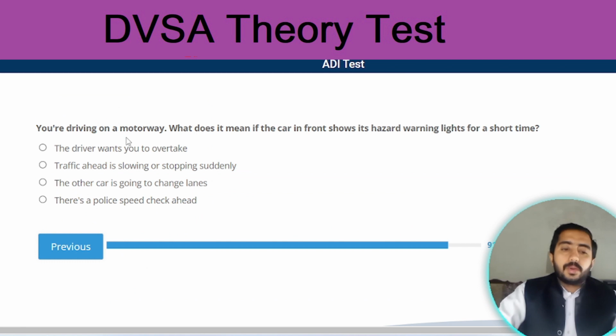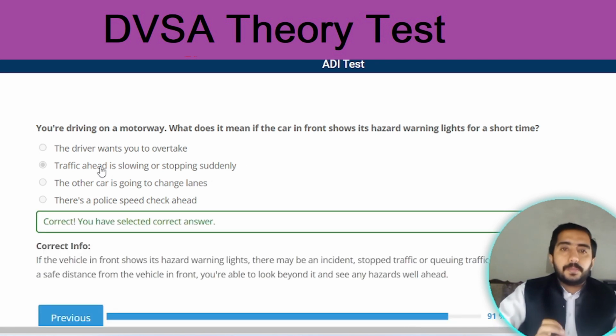Next one. You are driving on a motorway. What does it mean if a car in front shows its hazard warning lights for a short time? The correct answer is traffic ahead, slowing or stopping suddenly. Option B is the correct option.